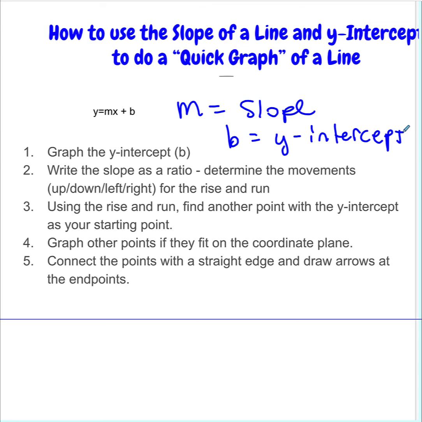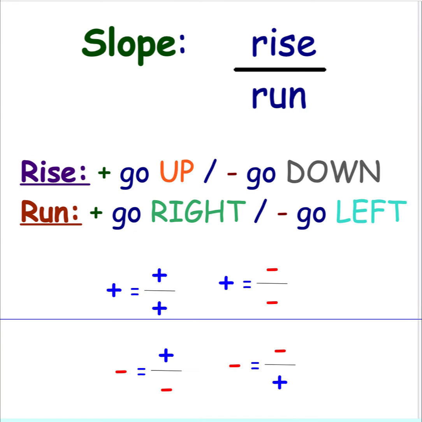You should try and use a third point just to make sure that it does come out to be straight, just to make sure you're not making a mistake. But sometimes you may not have enough room on your graph, so two is the minimum that you need. Last thing is you connect the points with a straight edge if you're drawing it, or if you're on the computer with a straight line tool, and then make sure you add arrows at the endpoints. So let's go ahead and do it.